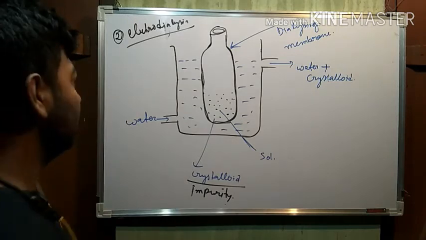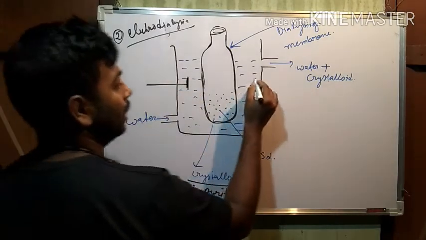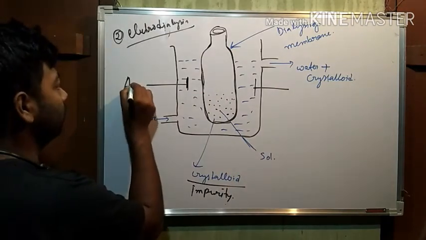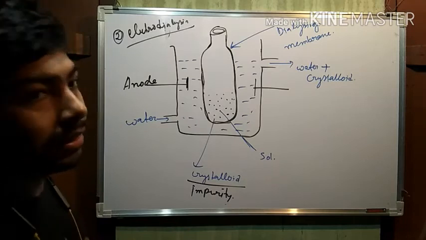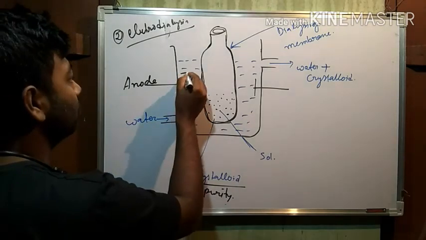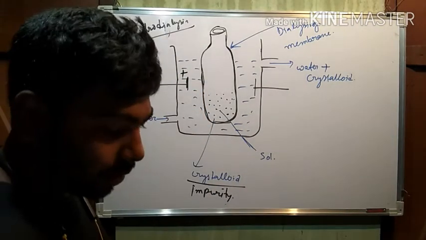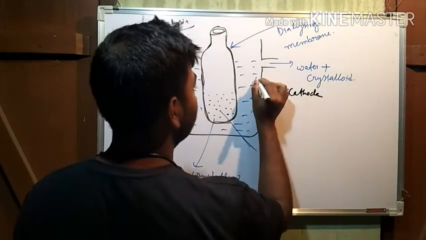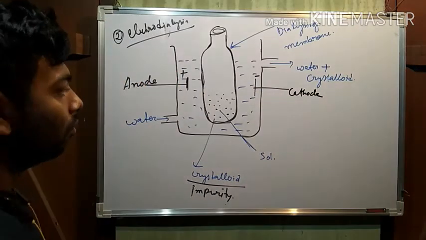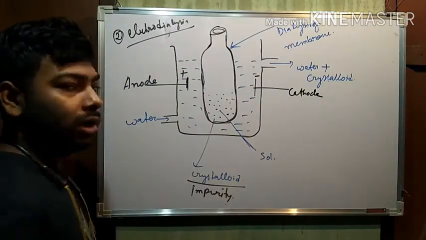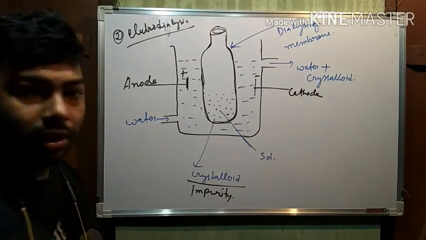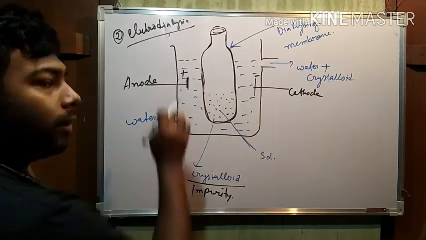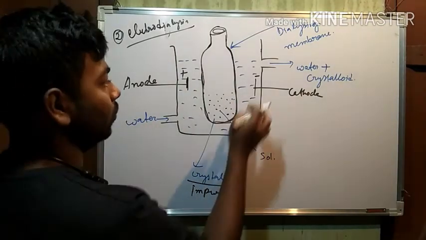To provide electricity, we need an electrode. Here is an electrode, here is another electrode. Suppose here is the anode, that means suppose here is positive charge. Okay, positive charge. This is the cathode, here is suppose negative charge. Now, since the colloidal particle and the crystalloid have a charge, the opposite charge, suppose the negative charge will move this way and the positive charge will move this way.